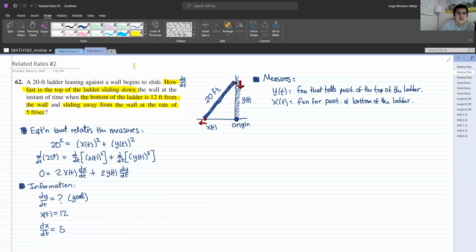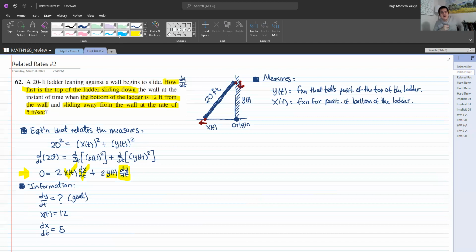Now, when we look at our differentiated equation, this equation over here, we are going after dy dt, right? And so we need to know any other unknown, any other expression there. So we need x of t, well, x of t we know, we wrote down x of t. dx dt is 5, so we know this one over here. We still don't know y of t, right?